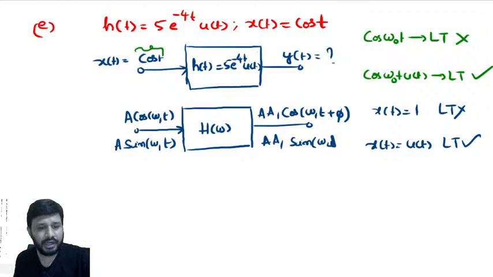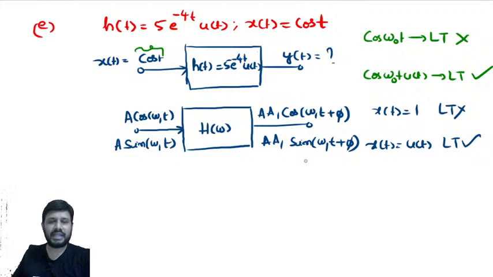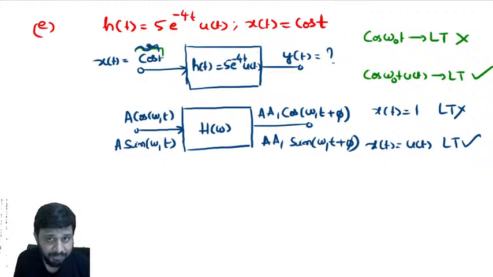If I give A sin omega 1 t, the output will be A1 sin of omega 1 t plus phi. There may be a change in amplitude and phase, but frequency will not change. We discussed this while covering the convolution in time property of continuous time Fourier transform, and it is a consequence of the eigenfunction property. In the present problem, cos t is the input. We cannot find the Laplace transform of cos t, but given these kinds of signals, we can find the output using this concept.